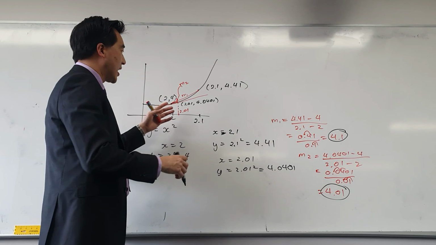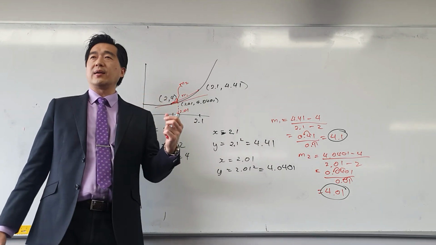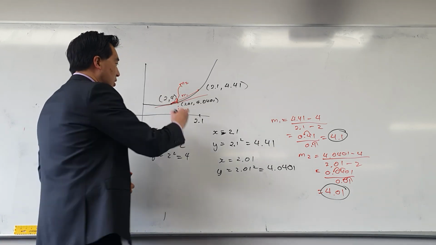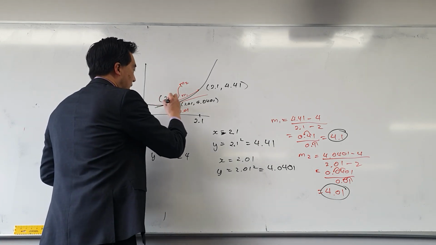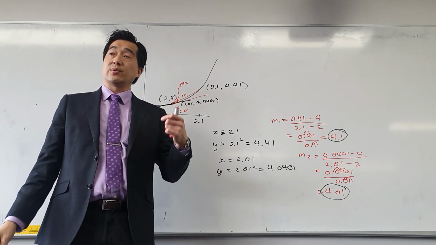So what we would then say, and obviously this is a very tedious and slow way of working it out, but it's just showing you that eventually what you would get, the gradient at that singular point there, we would suggest would be m equals 4.